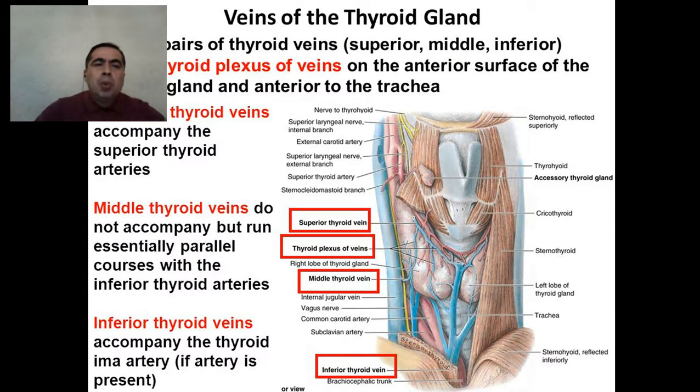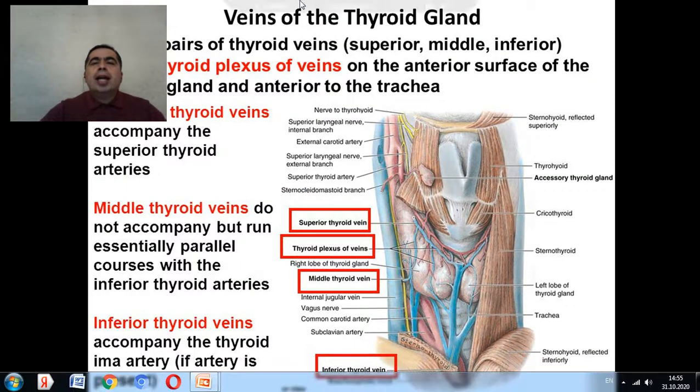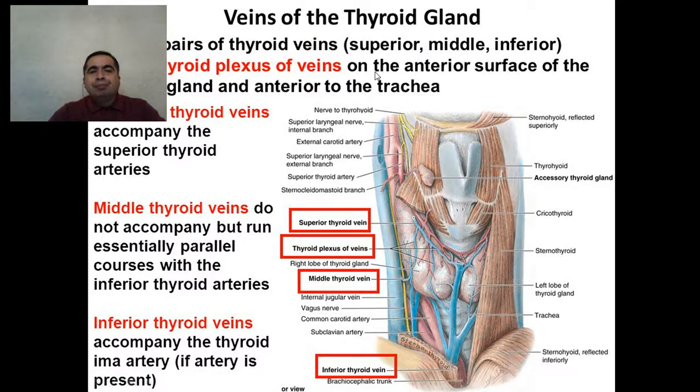You are looking at the veins of the thyroid gland as an endocrine gland. The vascularization of the gland is very rich. The superior thyroid vein accompanies the superior thyroid arteries. The middle thyroid vein does not accompany an artery but runs a course essentially parallel with the inferior thyroid arteries, and the inferior thyroid veins accompany the thyroid arteries.